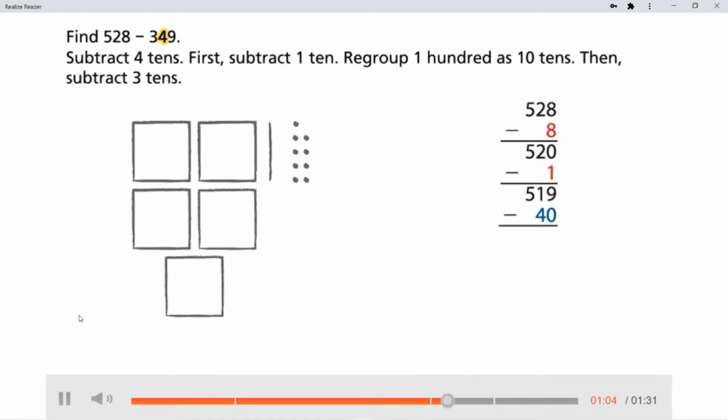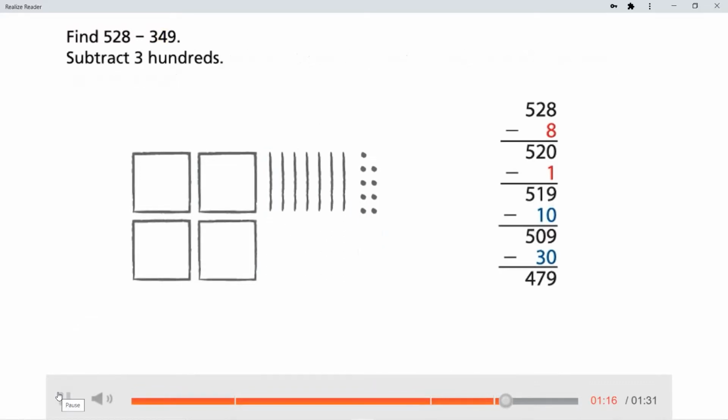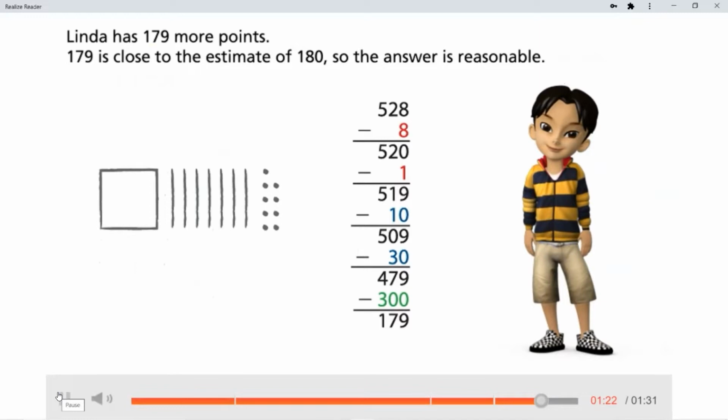Subtract 4 tens. First, subtract 1 ten. Regroup 1 hundred as 10 tens. Then, subtract 3 tens. Subtract 3 hundreds. Linda has 179 more points. 179 is close to the estimate of 180, so the answer is reasonable.